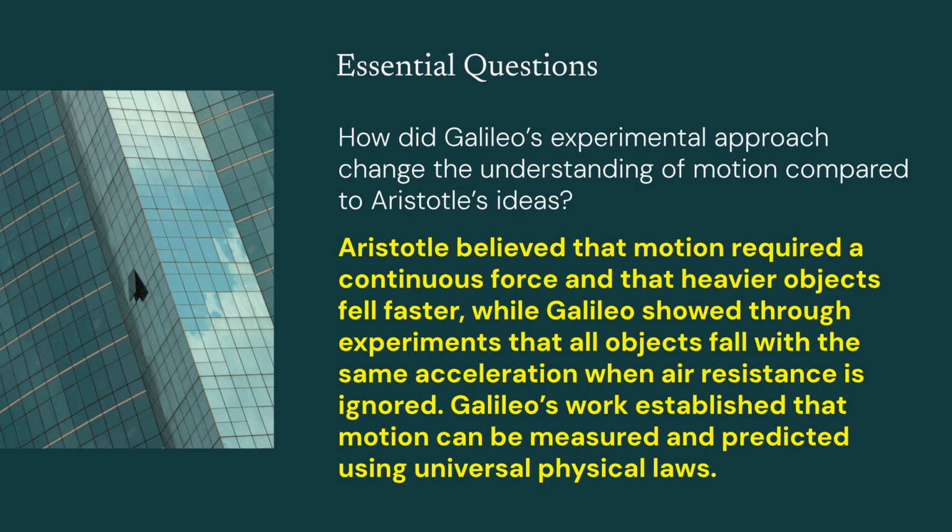Let us fully answer the essential question we introduced at the start of our lesson. Galileo's experimental approach transformed our understanding of motion by moving science away from pure speculation. Aristotle believed that a continuous force is necessary to keep an object moving and that heavier masses fall faster. Galileo challenged this by conducting careful tests, proving that all objects fall with the same constant acceleration when we ignore air resistance.